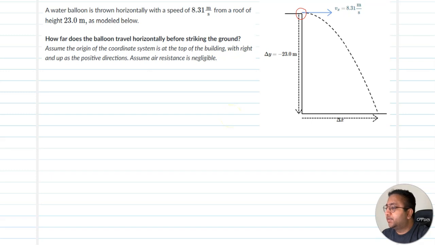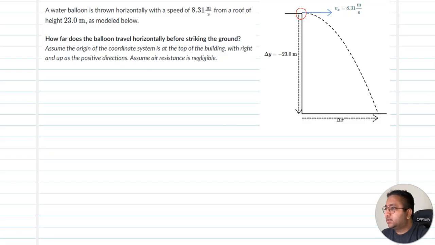In this video today, we are going to see a physics problem based on a water balloon. Let's first try to understand the problem statement. We have been given that a water balloon is thrown horizontally with a speed of 8.31 meter per second from a roof of height 23 meter, as shown in the figure.